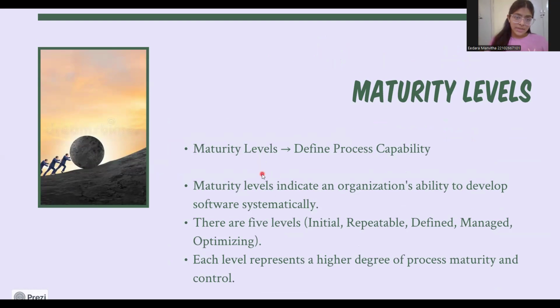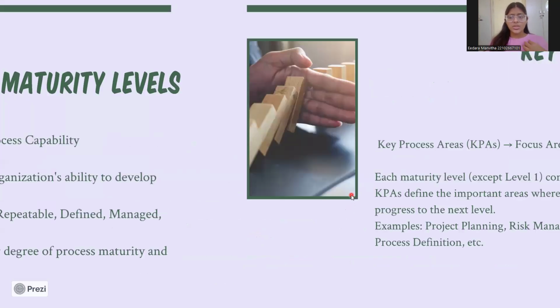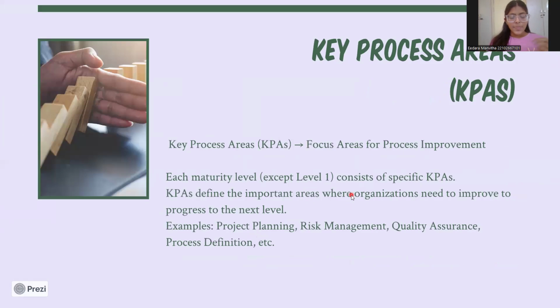These maturity levels contain five sublevels: initial, repeatable, defined, managed, and optimizing. Each level represents a higher degree of process maturity. Let's study these five levels later. Let's start with the second one, which is key process areas, KPA. These KPAs, with level 1 as an exception, are contained in every maturity level. Each maturity level consists of specific KPAs.